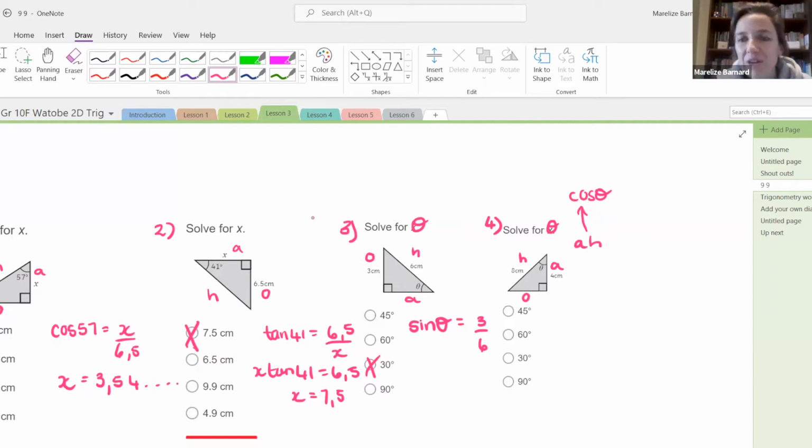Okay, so because we have adjacent and hypotenuse, we use cos, as I was saying. So cos of theta equals 4 over 8. Okay, so many of you are saying 60 degrees. Well done. Let's see if that is right. So we're solving for the angle. So on our calculator, we go shift cos 4 over 8. Shift cos 4 over 8. And that is 60 degrees. Well done, everybody.